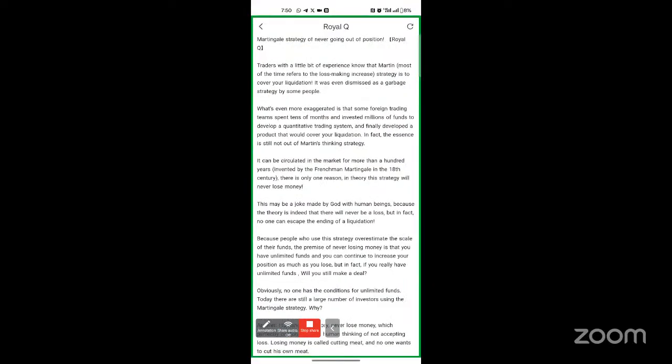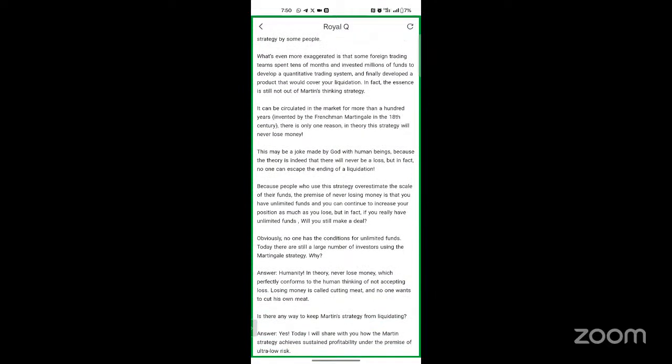Back to the strategy. Invented by a Frenchman in the 18th century, there is only one reason in this field. This strategy will never lose money. This may be a joke made by God with human beings, because the theory indeed says there will never be loss, but in fact, no one can escape the end of liquidation.